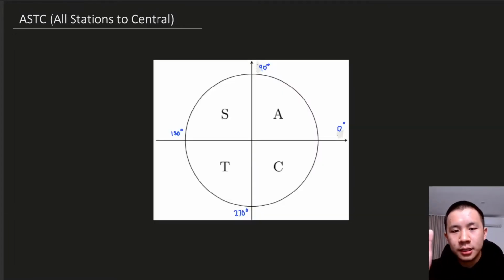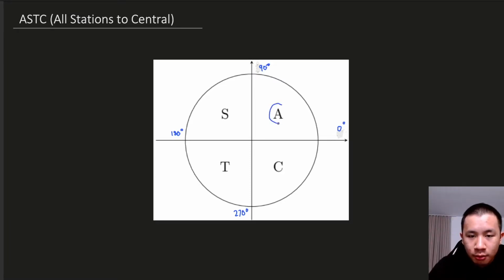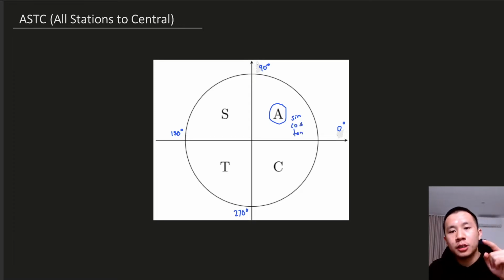In this video, I'll be going through ASTC, otherwise known as All Stations To Central. So what ASTC just tells you is where the trig ratios are either positive or negative. A represents all, so this is sine, cos, and tan. And all of these trig ratios are positive between 0 and 90 degrees.